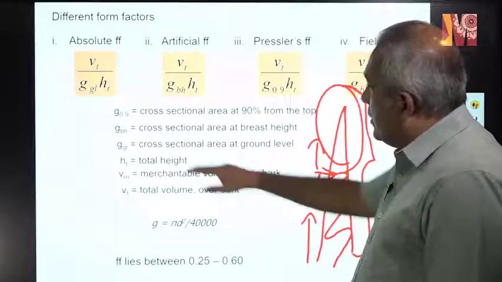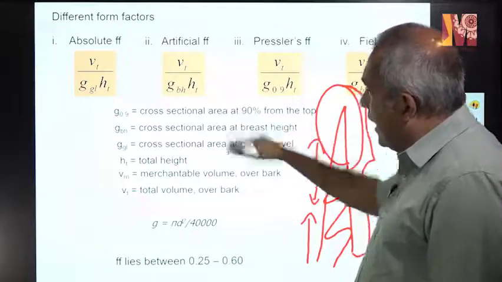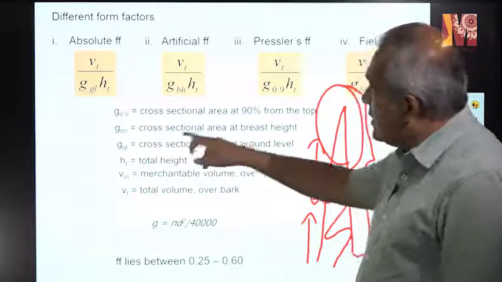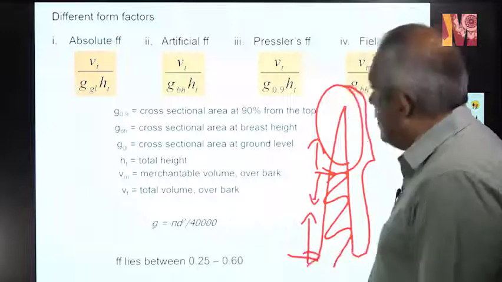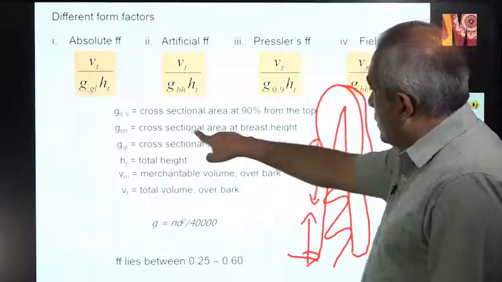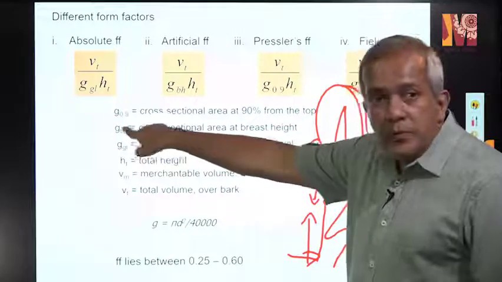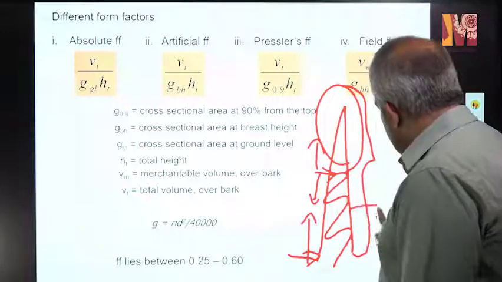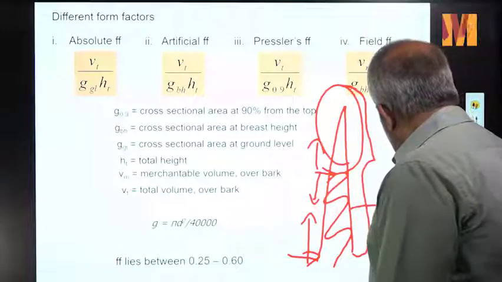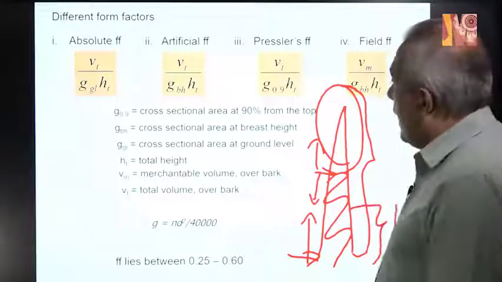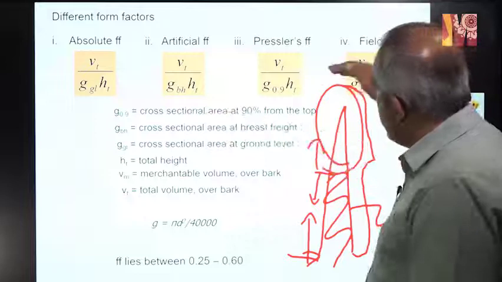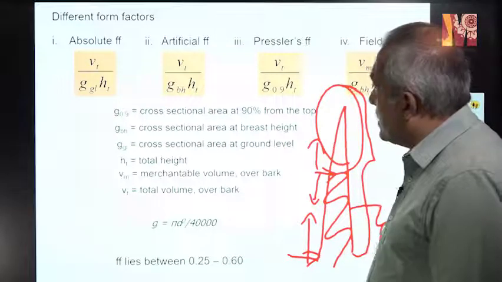And then you need the total height and the cross-sectional area. Cross-sectional area, GL, means ground level at this point. Cross-sectional area at breast height, GBH. Breast height, you know that it is 1.3 meters above the ground level and 90% from the top. So, there are 3 different basal areas.